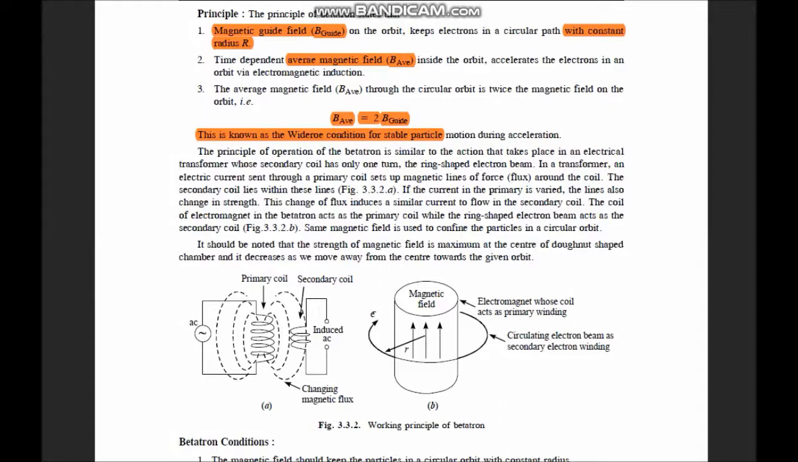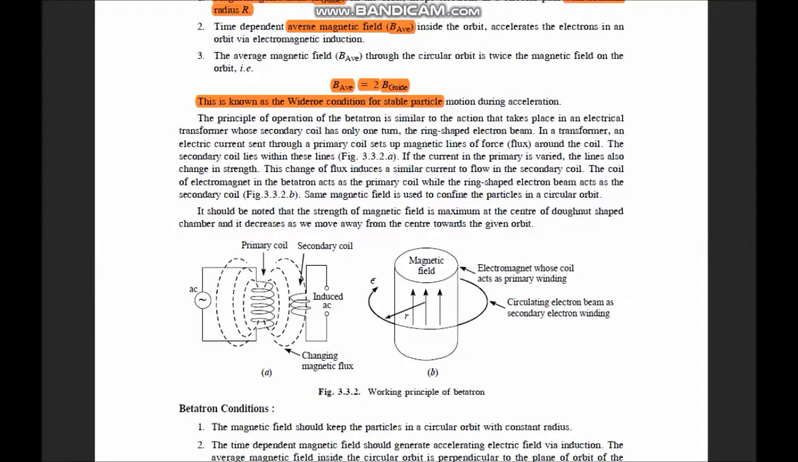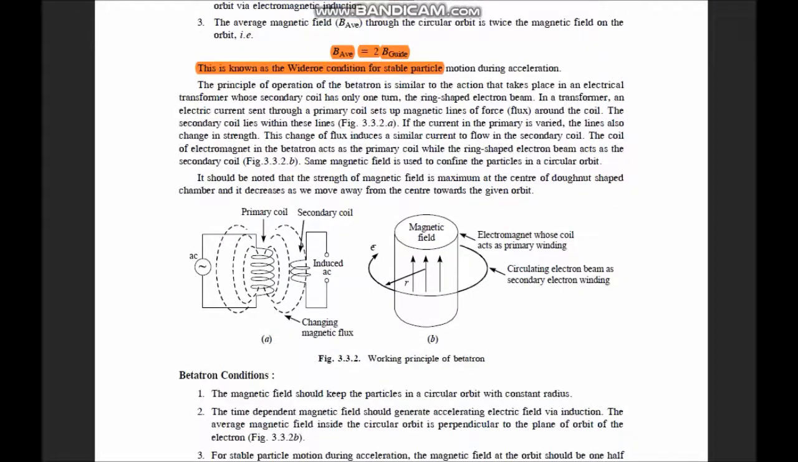The basic principle of this operation is that this system acts just like a transformer. In a transformer there is a primary and a secondary, and whenever the magnetic flux changes in the primary, some induced EMF is produced in the secondary. The same thing happens here. There is a time varying magnetic field, and whenever it changes, it produces an electromotive force which gives kinetic energy to the electrons, and these electrons are moving along a circular path of constant radius. That path of the electron acts as the secondary.